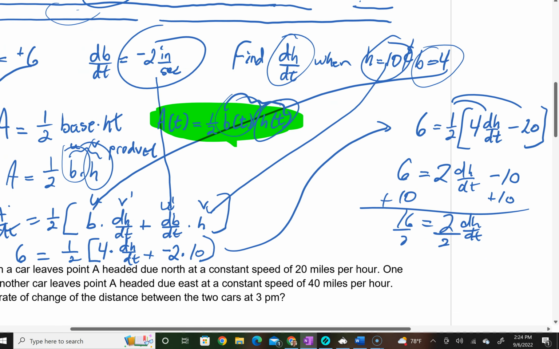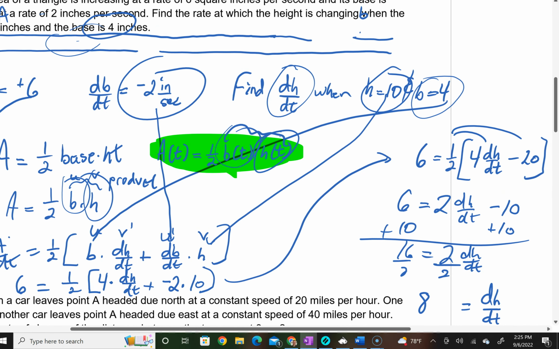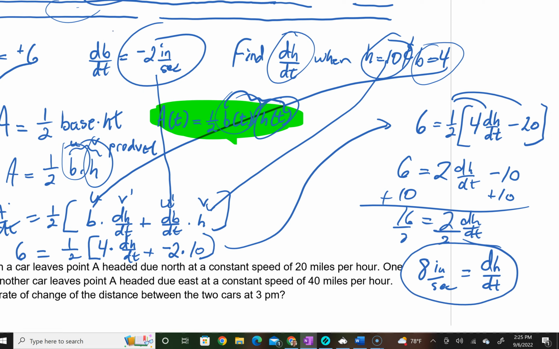and without too much work, we can see we've got dH/dt is equal to 8, but let's use units. You see, our base was in inches, our area is in inches squared, so our height's going to be in inches, and this would be inches per second. This is saying that my height is going to be increasing. I've calculated a positive rate of change, a positive related rate. So every second, my height will have 8 inches added to it.